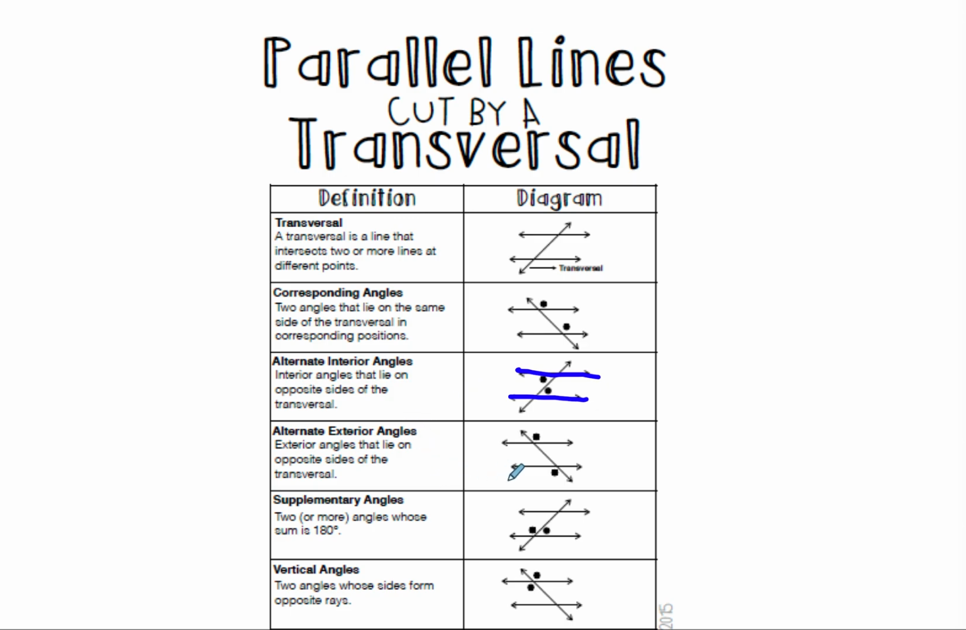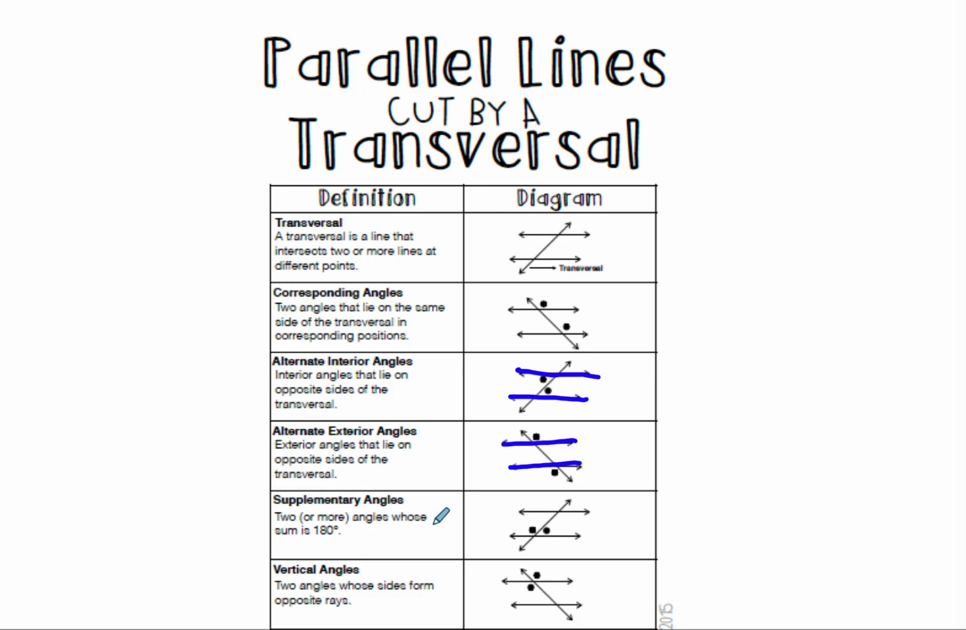Alternate exterior, still alternate because they're on different sides of the transversal. One's on the right, one's on the left. But this time it's exterior because they're on the outside of where the parallel lines are. Interior angles are inside the two parallel lines. Exterior angles are on the outside of the two lines.